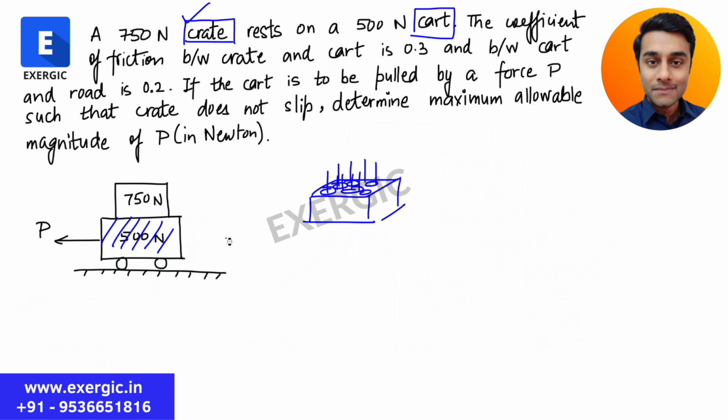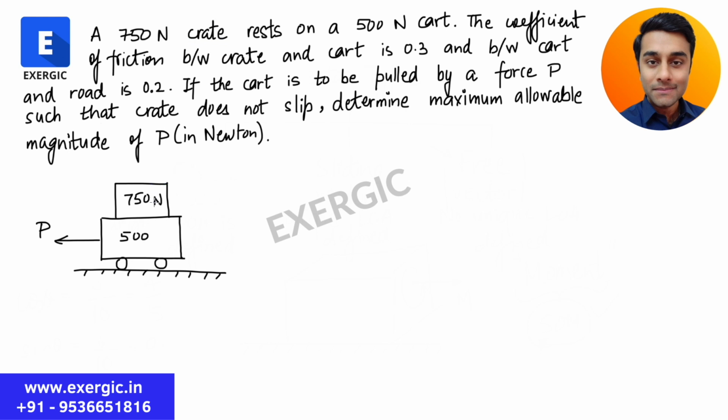This is clearly shown in the diagram: there is a box of 750 Newton resting on a 500 Newton cart. The coefficient of friction between crate and cart, meaning on this surface, is 0.3, and between cart and the road is 0.2. These are the two values of coefficient of friction.